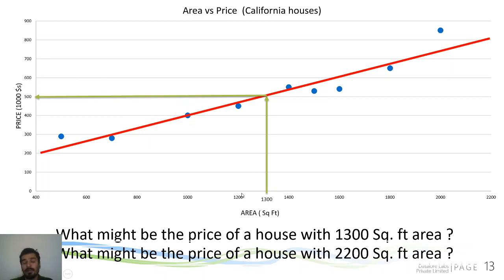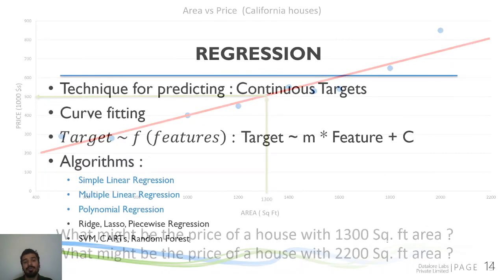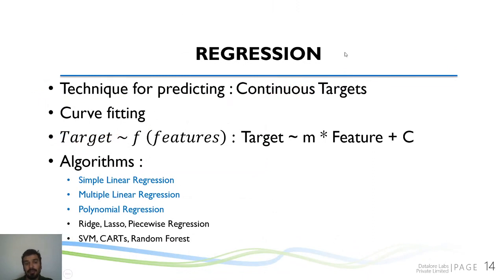We'll be looking at this algorithm in detail in tomorrow's session, but in this case, what are we trying to predict? We are trying to predict the price of the house, which is a numeric value. So whenever you have a numeric value as your target, or you're trying to predict a numeric value, you will be using an algorithm called regression. In simple words, it's a predictive or machine learning technique for predicting continuous value targets.